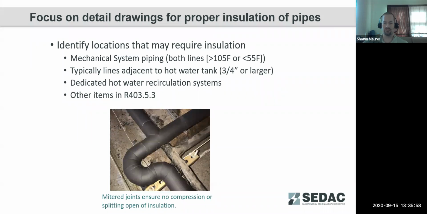But again, we'd like to stress that it's a common point of failure that we see over time, maybe not for the initial plan review and site inspection of buildings, but mitering those joints on that insulation will greatly extend its life and ensure that it has proper R value throughout the piping insulation.